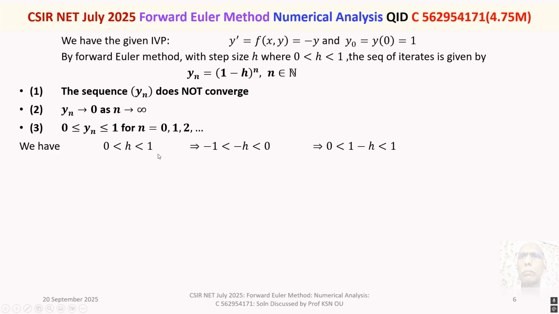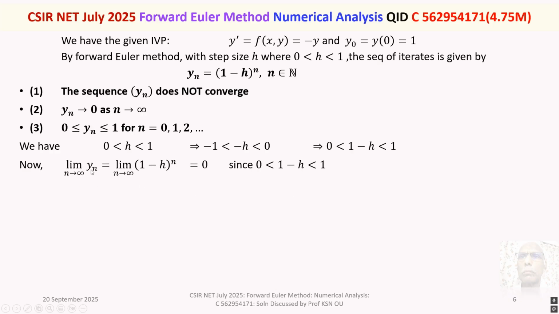Now multiply throughout by minus 1, where the inequalities get reversed, and that gives minus 1 less than minus h less than 0. Add 1 throughout: 1 minus 1 is 0, less than 1 minus h less than 1 plus 0, which is 1. So 0 less than 1 minus h less than 1.